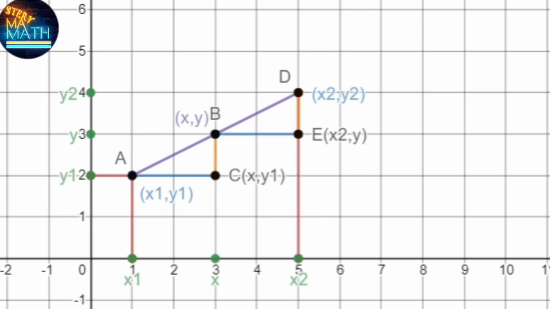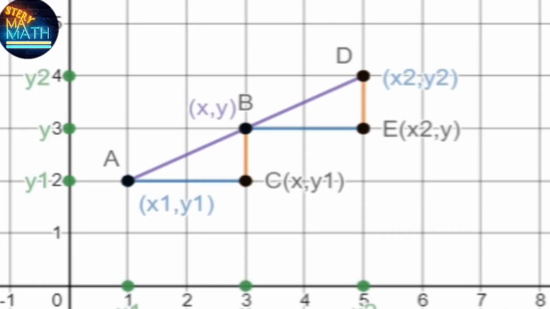Now, it's clear that AC and BE are parallel, and AD is a transversal that crosses them both. So the measure of angle A is equal to the measure of angle DBE. On the other hand, DE and BC are parallel, and AD is a transversal that crosses them both. So the measure of angle D is equal to the measure of angle ABC.